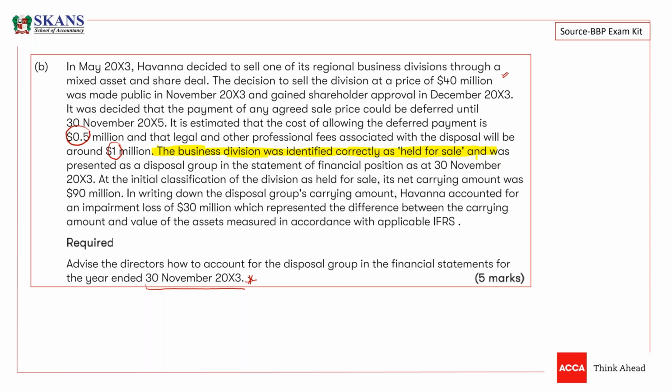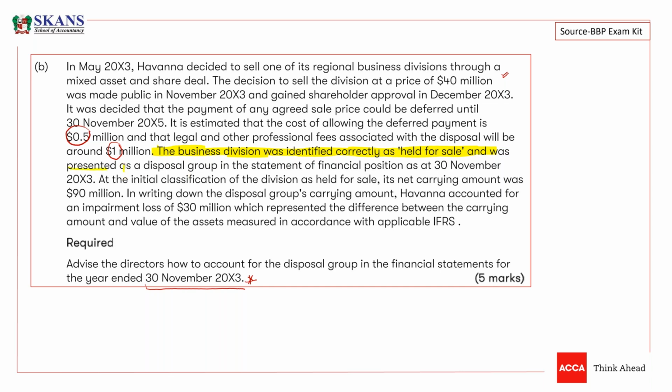So you don't need to write the held for sale criteria because the criteria has already been met. You don't need to comment on whether it is correct or not. He's saying correctly as held for sale, so there is no debate at all. If they were only saying that they have treated it as held for sale, then we could debate whether it should be classified as held for sale or not. But if they are saying that they have correctly identified it as held for sale, then there is no debate at all, and you don't need to write anything about that.